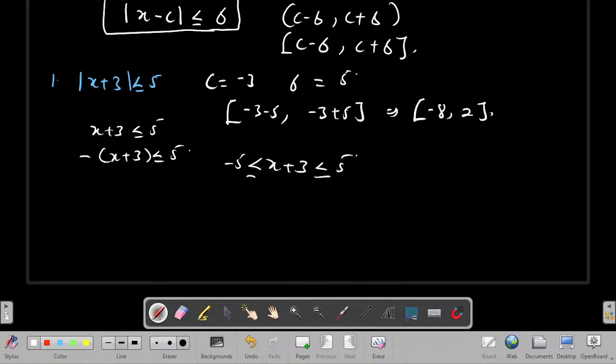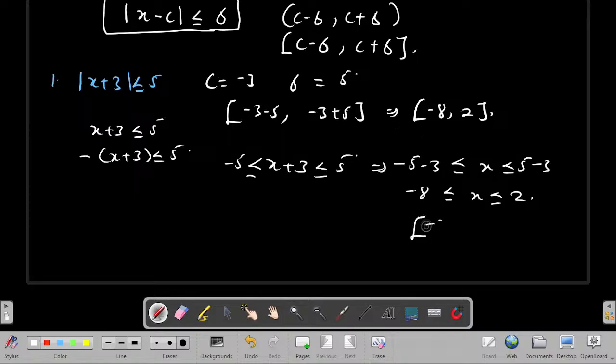So once the two scenarios are merged, we're going to solve. I'm going to have negative 5 minus 3, less than or equal to x, less than or equal to 5 minus 3. So this gives negative 8 less than or equal to x, less than or equal to 2. And obviously that's the same answer we got using the neighborhood approach. Therefore, in interval notation, this becomes (negative 8, 2). That is all. So first question solved.